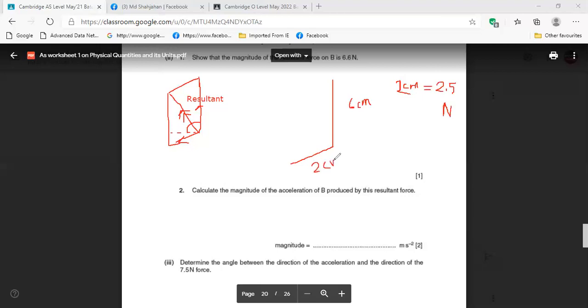And we are maintaining the angle. This angle is 120. With your protractor, you maintain this angle, then you complete the parallelogram. This one might be more than 2 centimeter. I make it longer a little bit. This one you maintain with ruler. Now it's okay, it's fine.